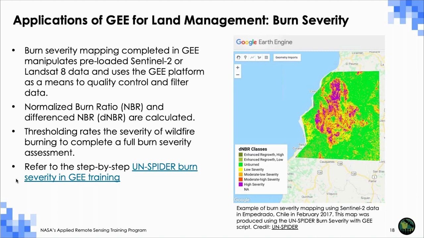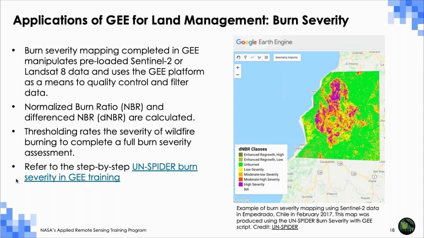So first, I want to touch on something that I actually previously covered in our fire series that just wrapped up at the end of May. But there is a tutorial and script for mapping burn severity in Google Earth Engine made available by the UN Space-Based Information for Disasters Management and Emergency Response Program, otherwise referred to as UN SPIDER. And this script uses either Landsat 8 or Sentinel-2 imagery to calculate the normalized burn ratio for pre- and post-fire images. It differences the two to create a difference normalized burn ratio, and then thresholds the map and results to create a burn severity map for your chosen location.